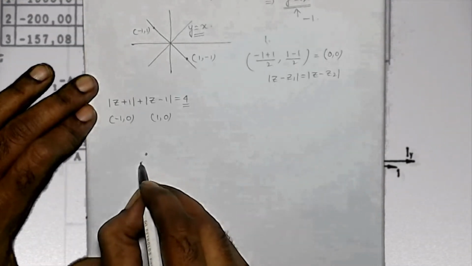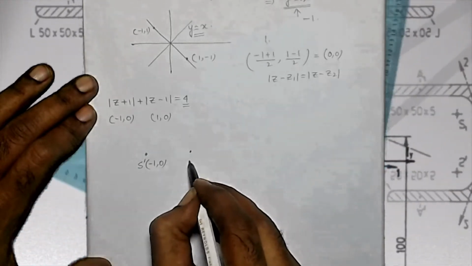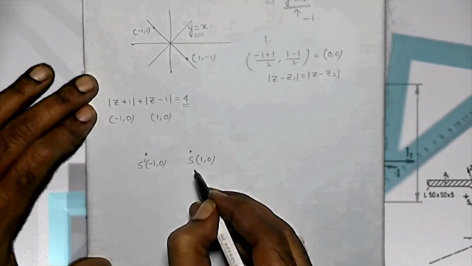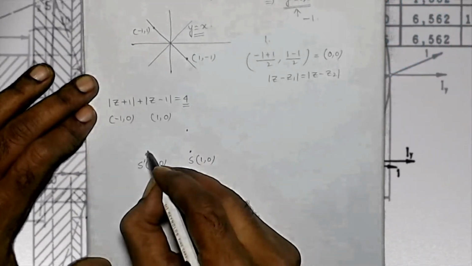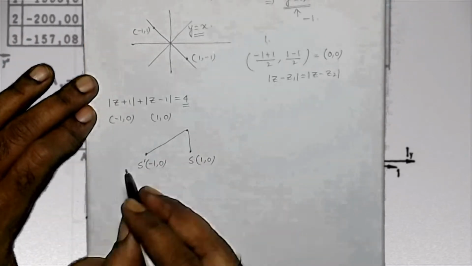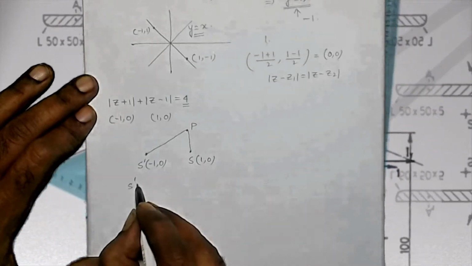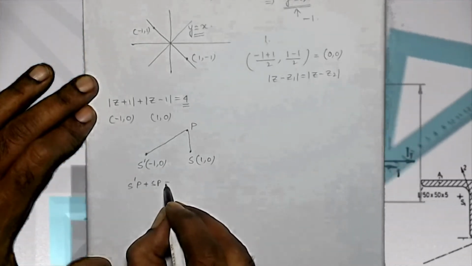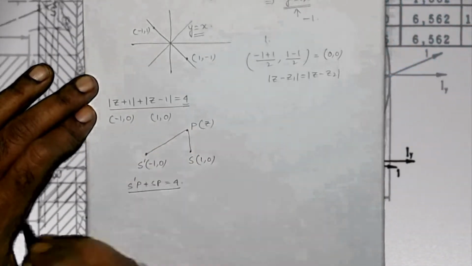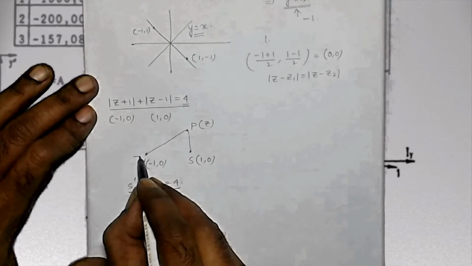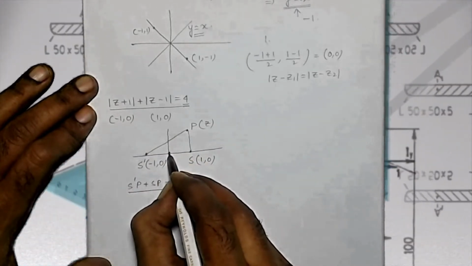Let me just denote this point by S dash, which is minus 1 comma 0, and S be the point whose coordinate is 1 comma 0. So the variable point is anywhere here. Let us denote this point as P. The sum of the 2 distances, that is S dash P plus SP, is equals to 4. That is exactly what is given over here. This point is the variable point z. Is it clear? Now this is on the x-axis. This is the origin.